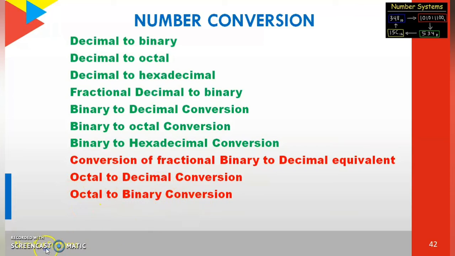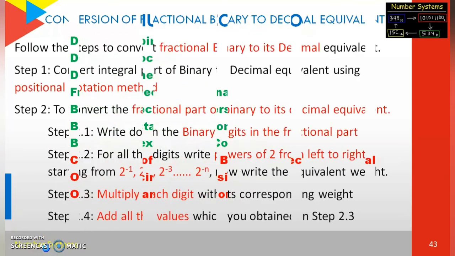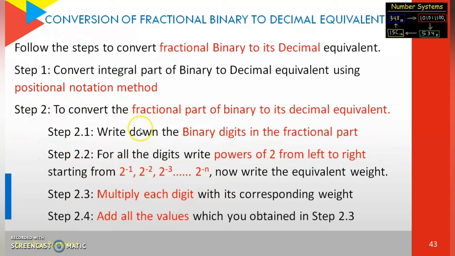So we already know how to convert numbers from decimal to some other numbers. In this video class we are going to discuss binary to decimal as well as octal to some other numbers. Now we see how to convert a fractional binary to its decimal equivalent. For converting we follow these steps. First step, convert the integral part of the binary to its decimal equivalent using the positional notation method.